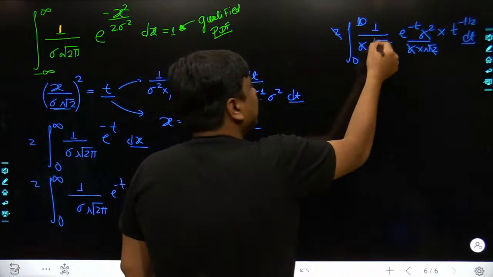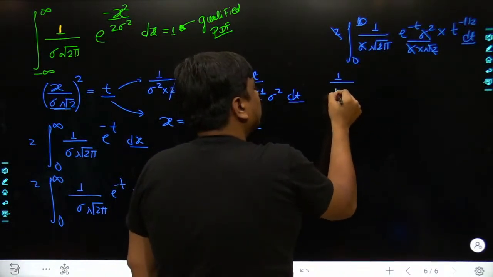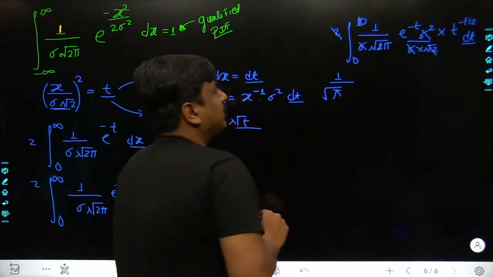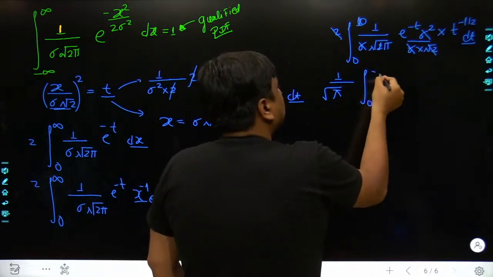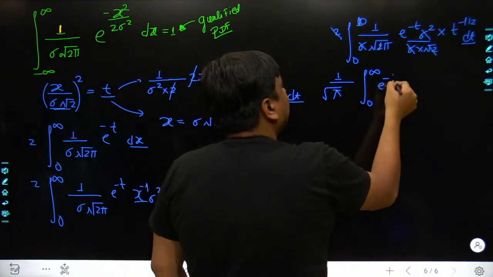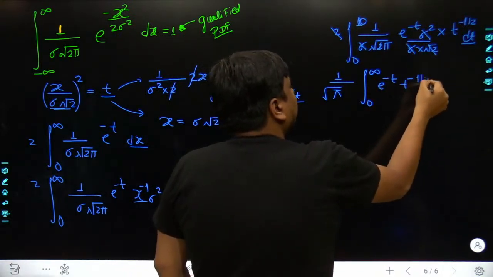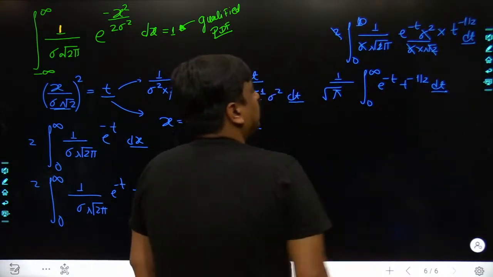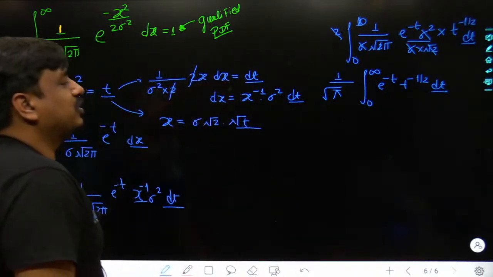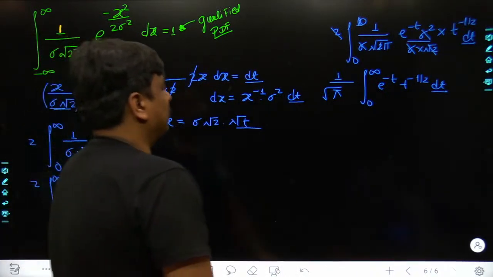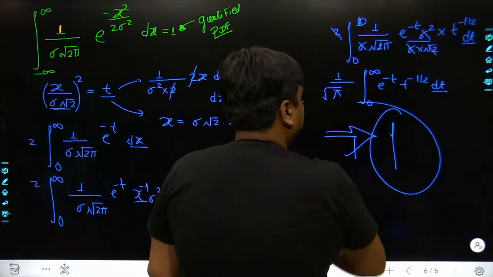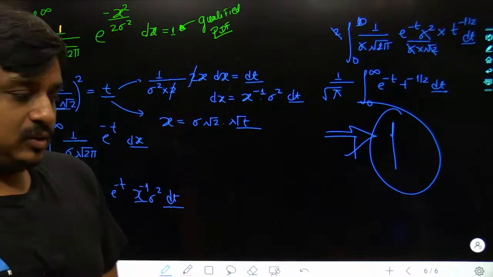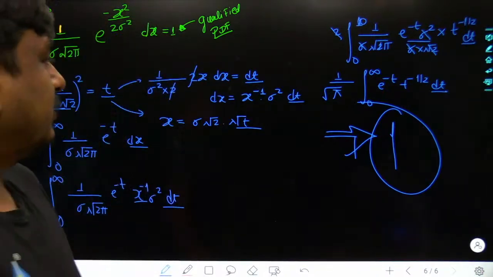So the factor which would be left as a constant is going to be 1 upon root over pi, and you have been left with the integration from 0 to infinity e to the power of minus t, t to the power of minus half dt. You yourself would be able to get the answer. The answer is simply going to be 1.